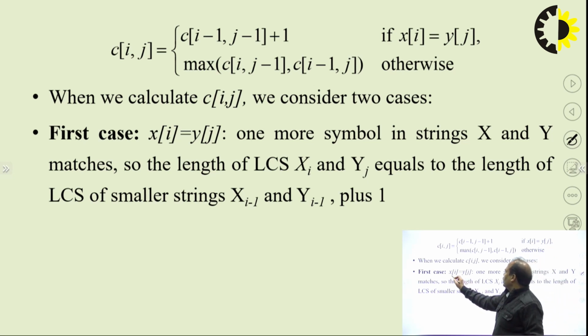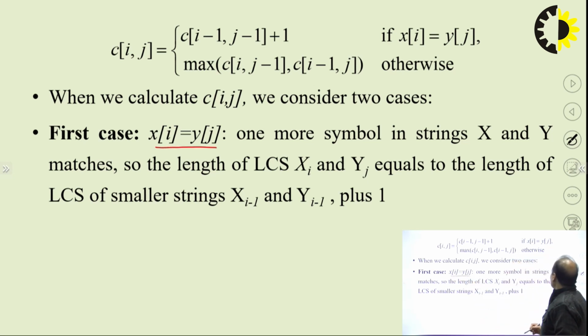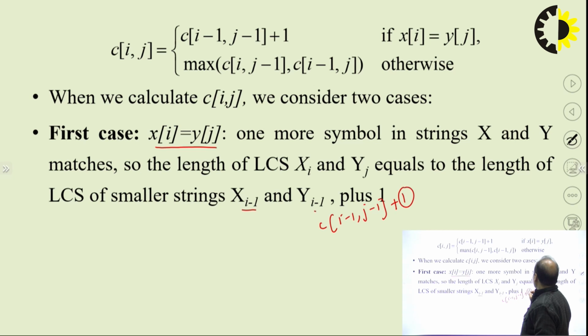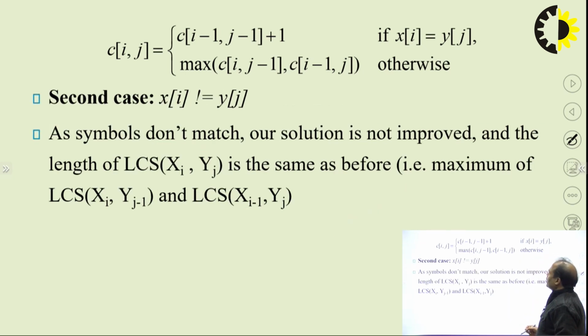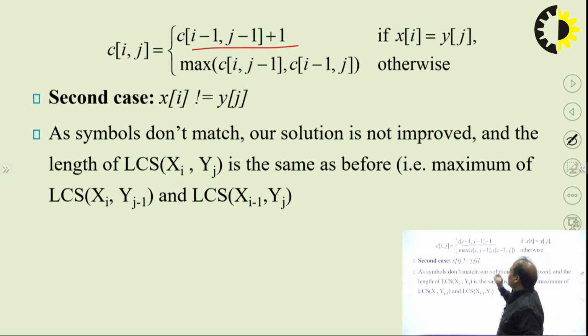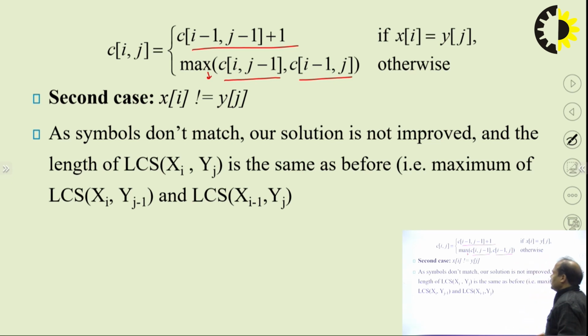The first case is when both are equal. So we take C[i-1, j-1] plus 1, because we got one length, as both are matching. That is how it is done. And in the second case, when both are not equal, it will be either this or this, and whichever gives the maximum result, we will take into consideration.